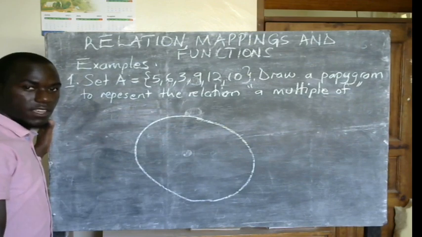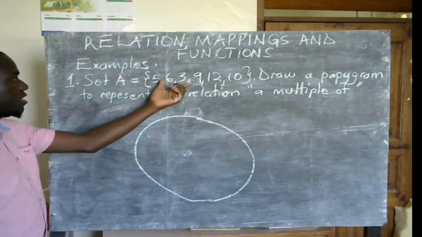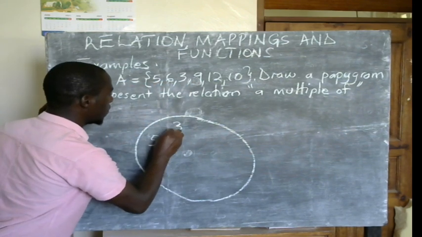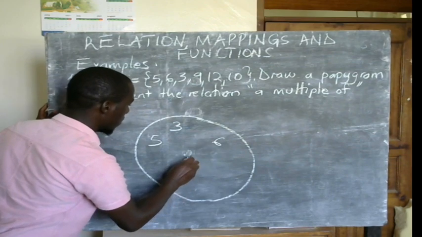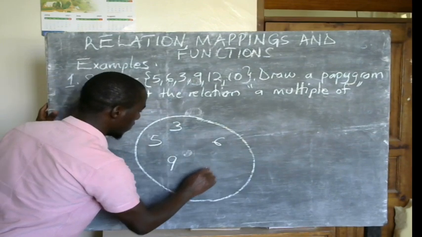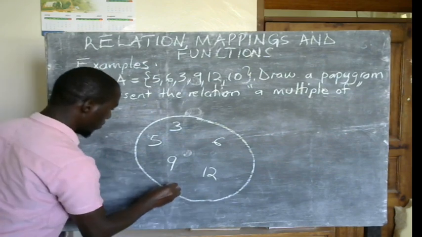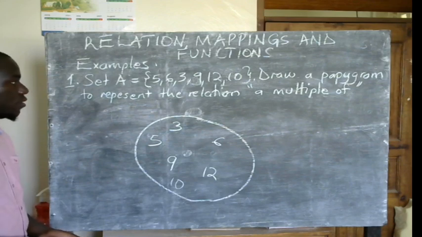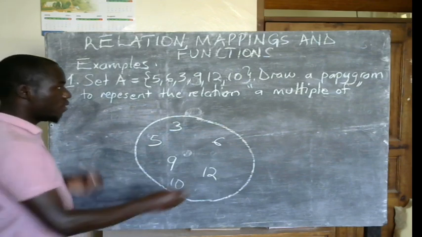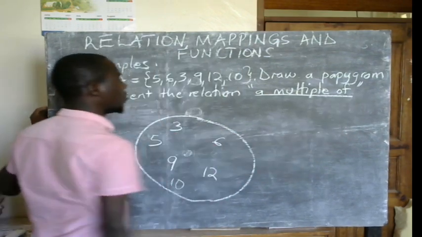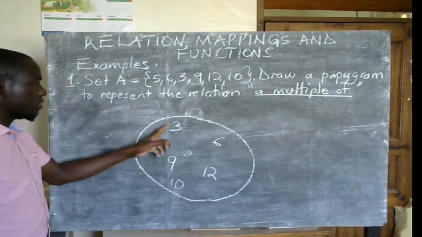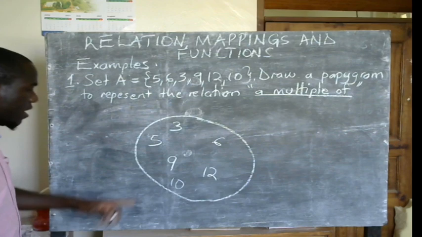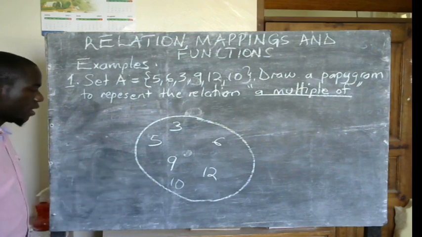So I draw my circle there. I'm going to feed in these elements here. That is the 5, 3, 6, that is 9, then 12. There is also 10 there. Now I begin to draw arrows to show this relation here. 3 is a multiple of what? 6 is a multiple of what? 12 is a multiple of what? And any other element there.